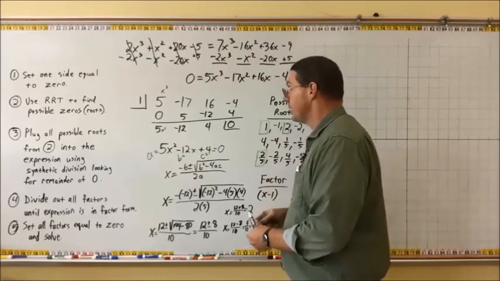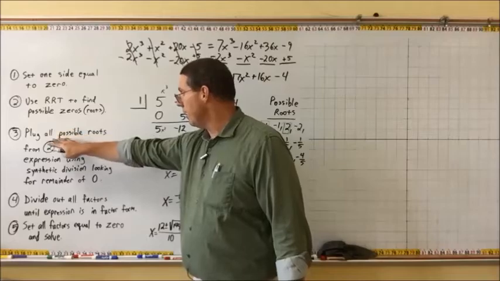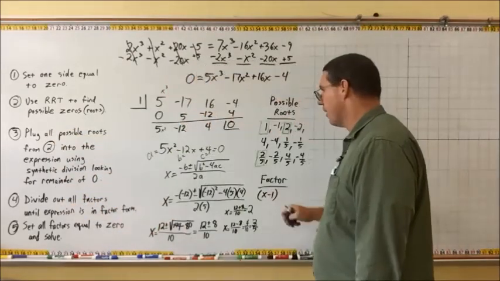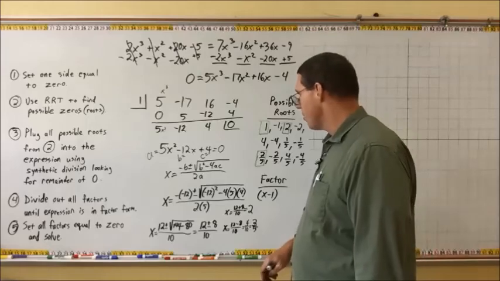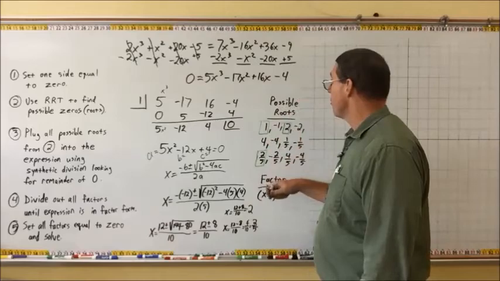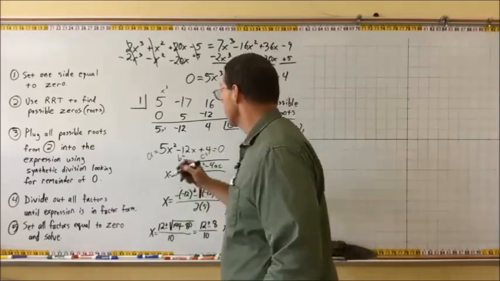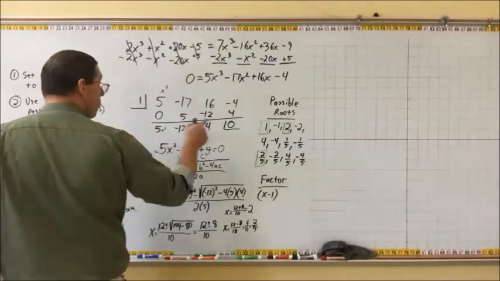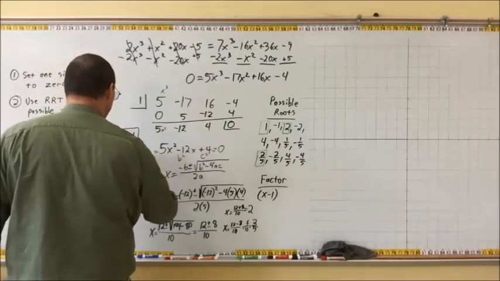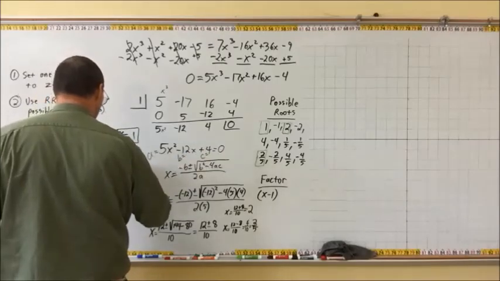I just skipped over a bunch of steps. I skipped over any additional synthetic division. I skipped over turning it into factored form, and I was able to jump straight to solving for the zeros. And so my answers to this equation are x equals 1, x equals 2, and x equals 2/5.